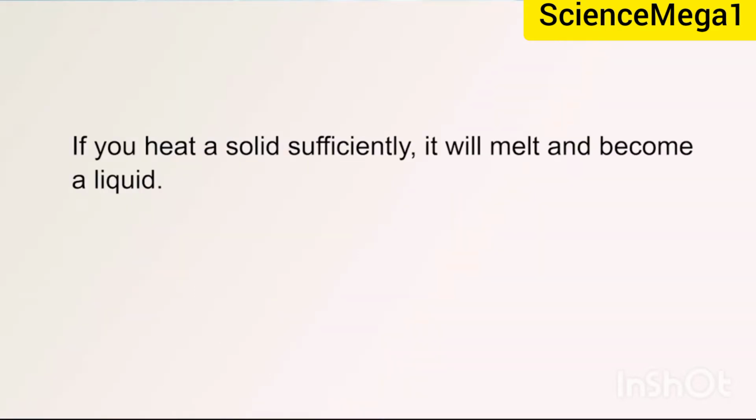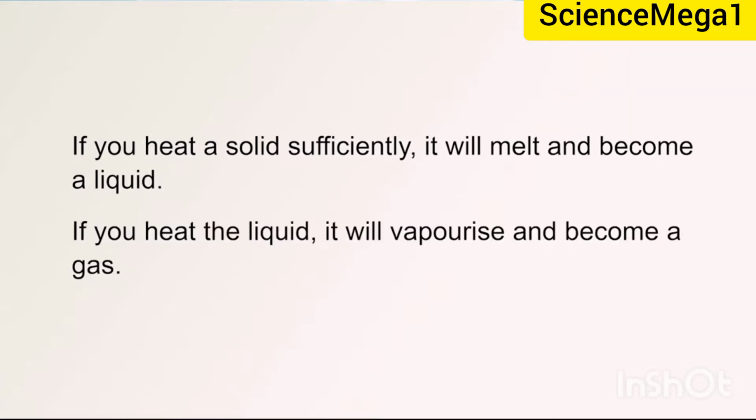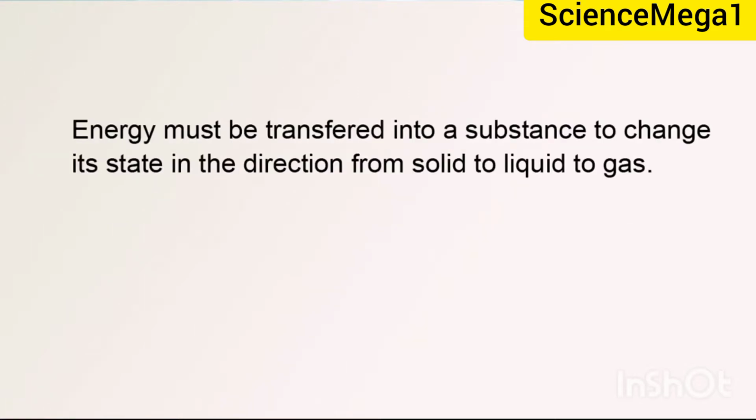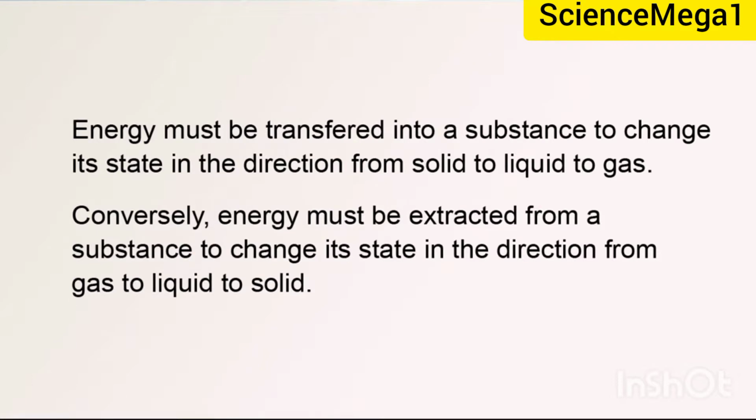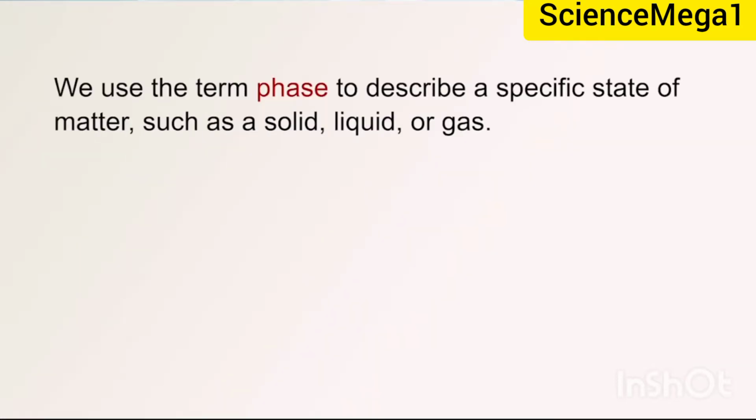If you heat a solid sufficiently, it will melt and become a liquid. And if you heat the liquid, it will vaporize and become a gas. Energy must be transferred into a substance to change its state in the direction from solid to liquid to gas. Conversely, energy must be extracted from a substance to change its state in the direction from gas to liquid to solid. We use the term phase to describe a specific state of matter, such as solid, liquid, or gas.